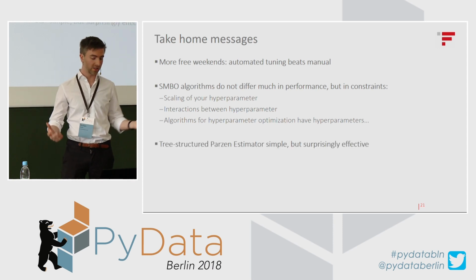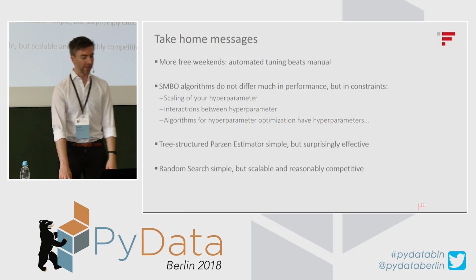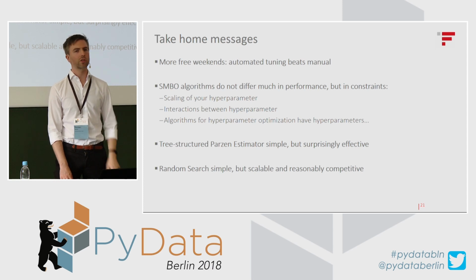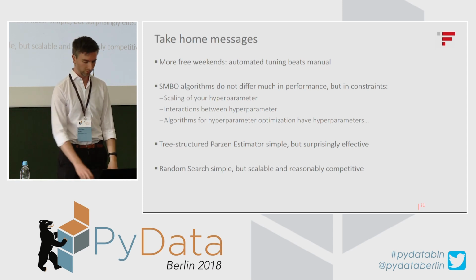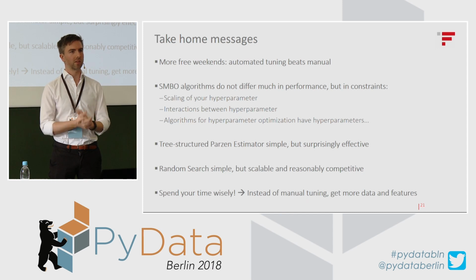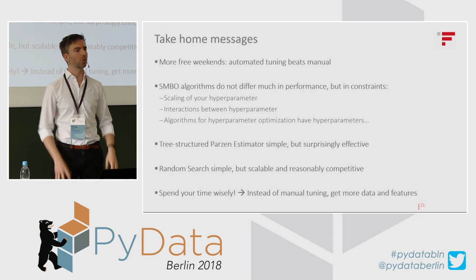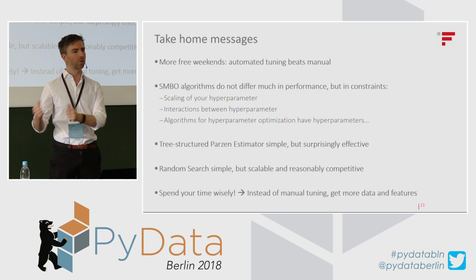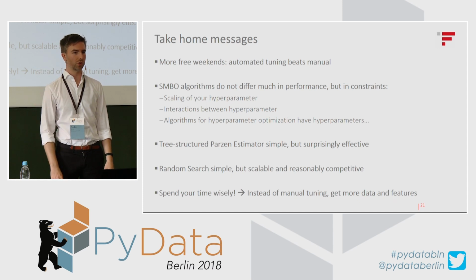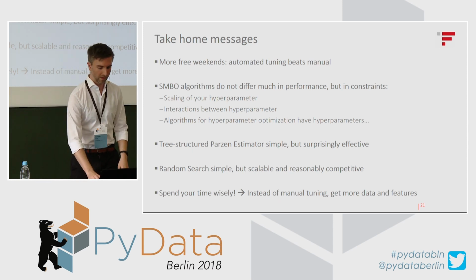Then we've seen that the tree structure Parzen estimator is simple but surprisingly effective. It's quite cool. Next, we've seen the random search being simple, but it's actually quite scalable, and it's also reasonably competitive. So not too bad. Finally, to sum it up, my personal take-home message is to spend my time wisely. And instead of manually tuning my models, I guess in the future I choose more to get more data and create more features, spend my time there, because from the manual tuning I'm not expecting so much benefit over an automated approach. All right.